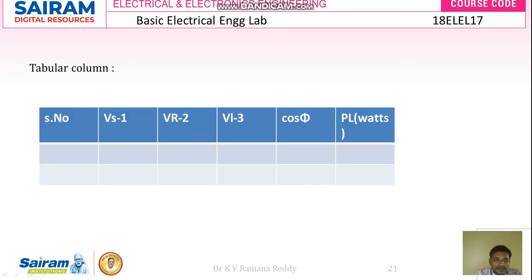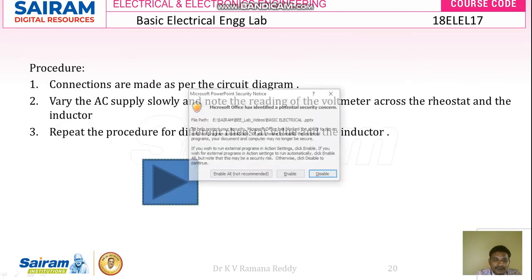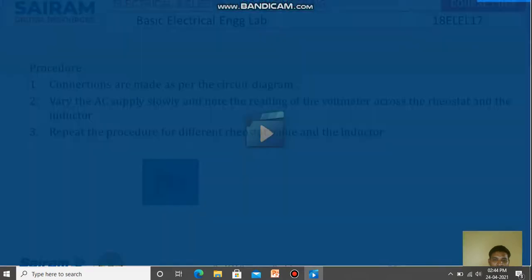Here, if you see the tabular column, this is where we are going to tabulate the voltmeter 1 reading, voltmeter 2 reading, and voltmeter 3 reading, and here we are going to find the power factor and power across the load. To find all these values, let us conduct the experiment. So look at the video to see the experiment.